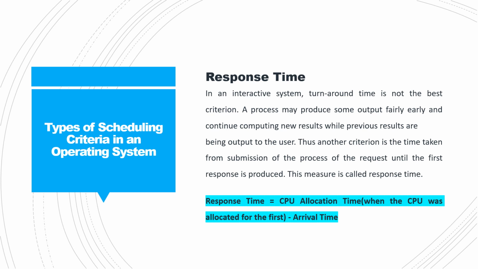Response time is equal to CPU allocation time, when the CPU was first allocated to the process, minus arrival time. This is the formula of response time: CPU allocation time minus arrival time is equal to response time.